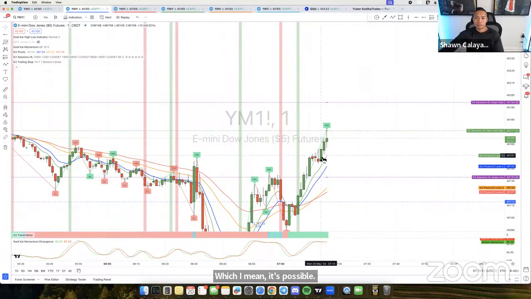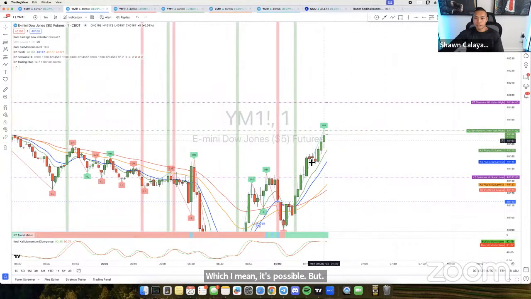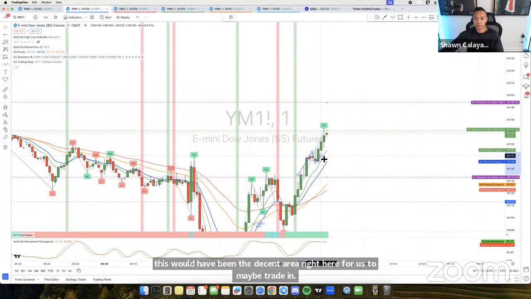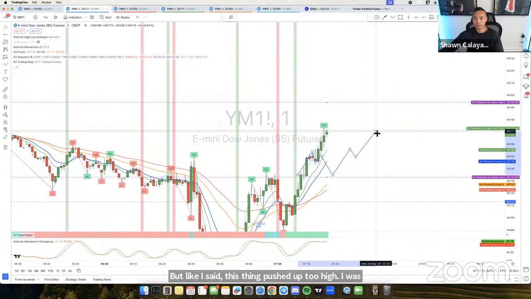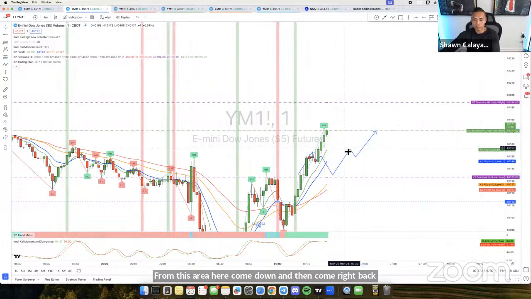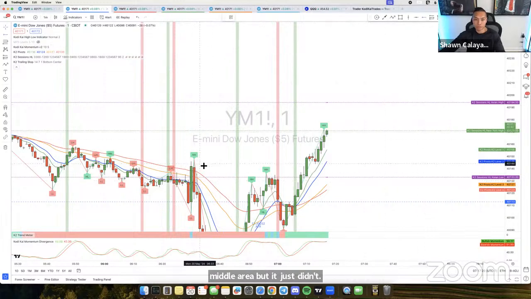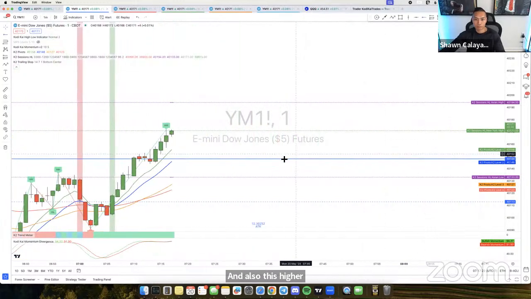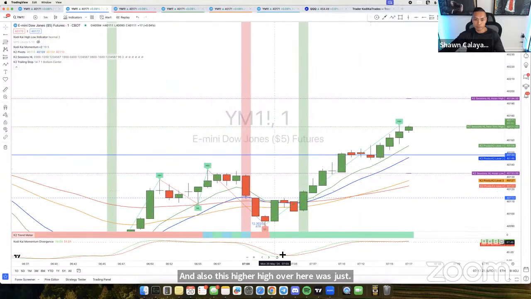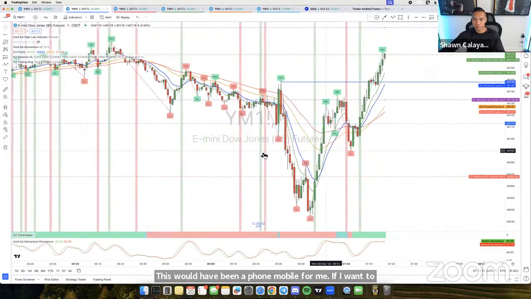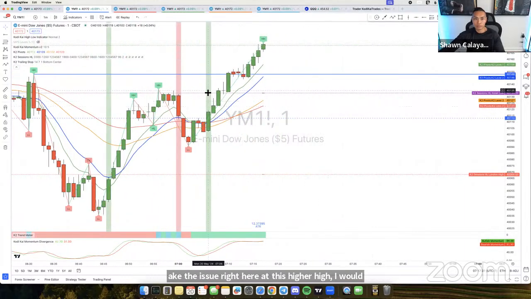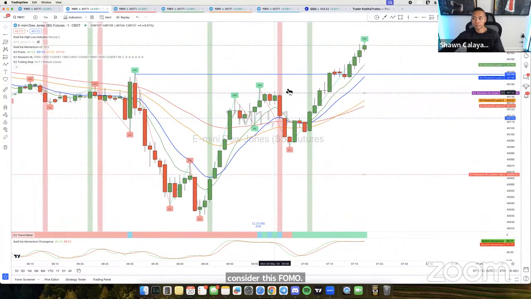But yeah, this would have been the decent area right here for us to maybe trade in. But like I said, this thing pushed up too high. I was looking for it to retrace a little bit from this area here, come down, and then come right back up, and then hopefully catch my entry within this middle area, but it just didn't meet my criteria. And also this higher high over here would have been a FOMO move for me. If I would have taken the entry right here at this higher high, I would have considered this FOMO because I wasn't even looking at this higher high until way later.